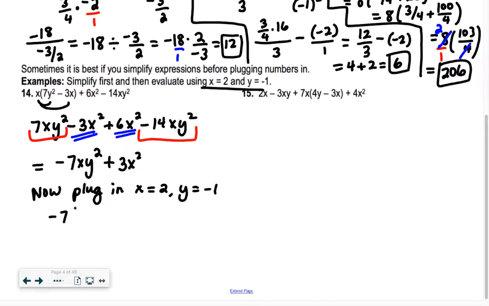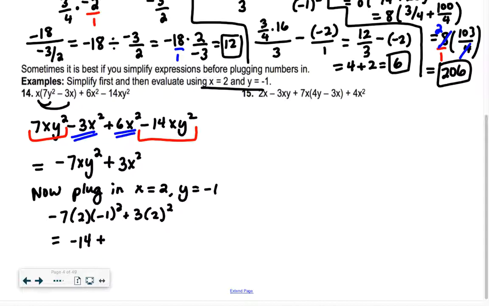So we're going to have negative 7 times 2 times negative 1 squared plus 3 times 2 squared. Okay, we're going to do our order of operations. So we're going to do our exponents first. So Maya, what's negative 1 times negative 1? So we have 1 there. Times negative 7 times 2. Can we do all that? So 1 times negative 7 is negative 7. Times 2 is negative 14. So all of that together is negative 14.